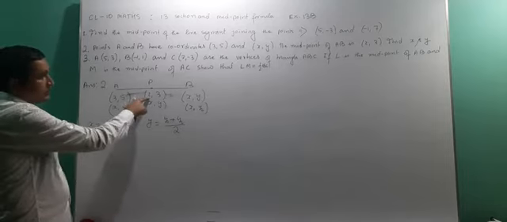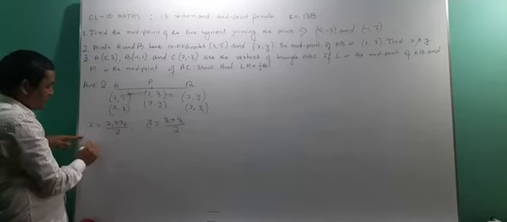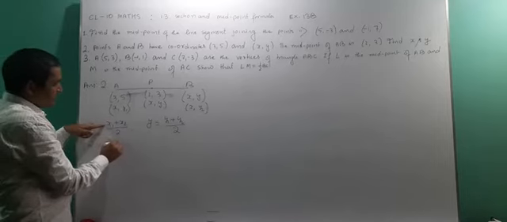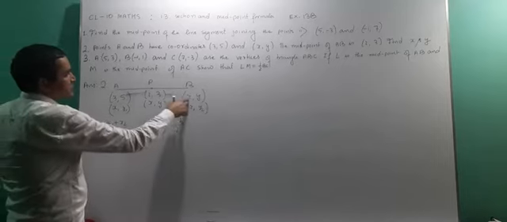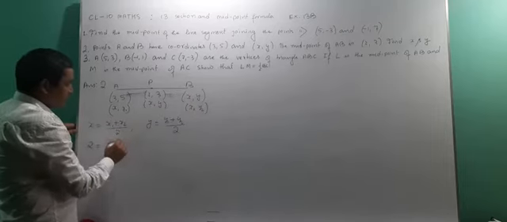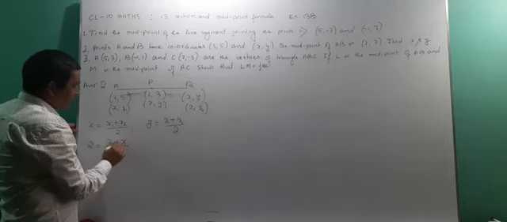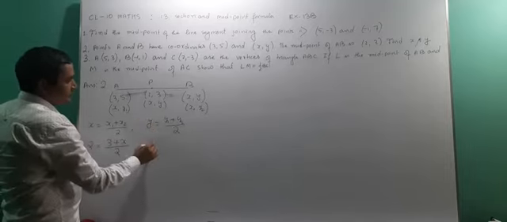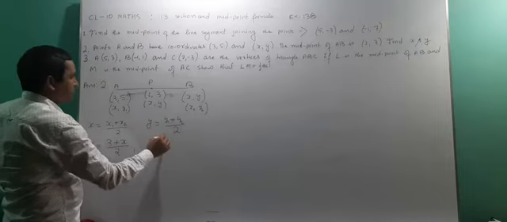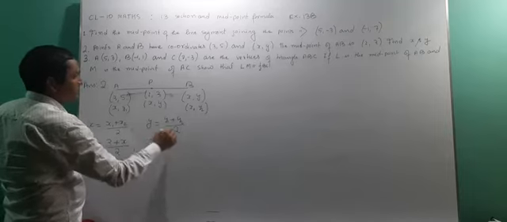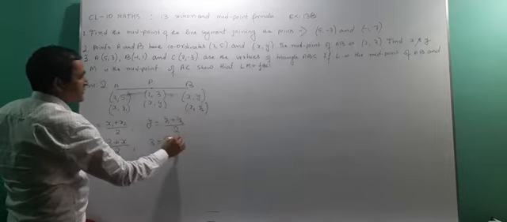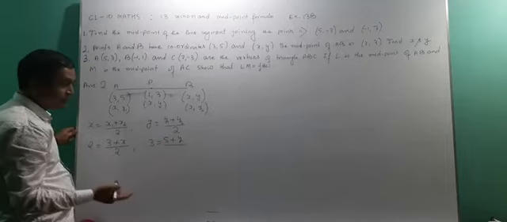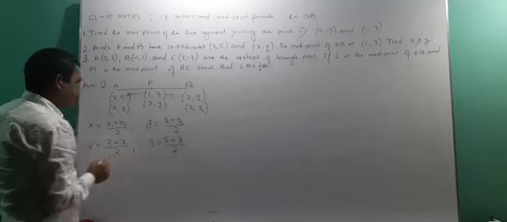X is how much? 2. Now replace it by 2. Then x1 is 3, plus x2 is not given, so write x, divided by 2. Similarly, y is how much? 3. Then y1 is 5, plus y2 is not given, so write y itself. You can write y2 also, same thing, divided by 2.